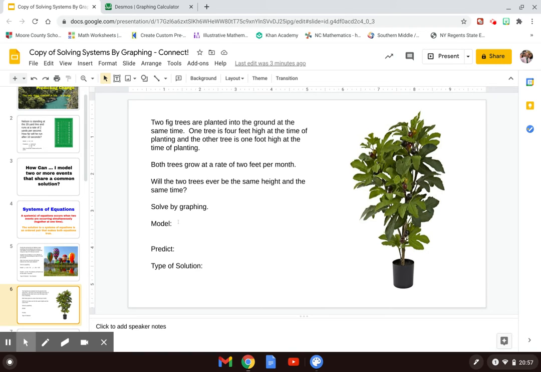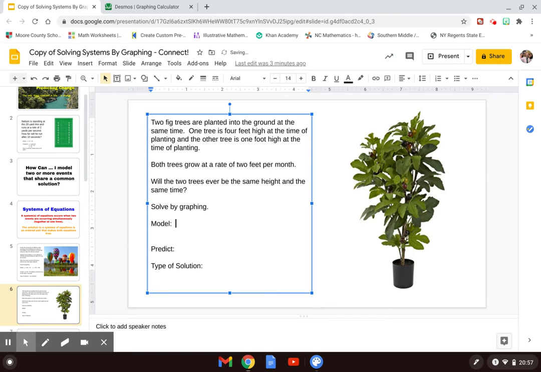Solved by graphing. All right, so my model for the first tree is going to be y equals, and it was 4 feet high at the time of planting, and it grows at a rate of 2 feet per month. So that's going to be y equals 2x plus 4. And then the other one is going to be y equals 1 foot at the time of planting and 2 feet per month. So 2x plus 1. All right. So these are going to be the two equations that I go over to Desmos and graph.